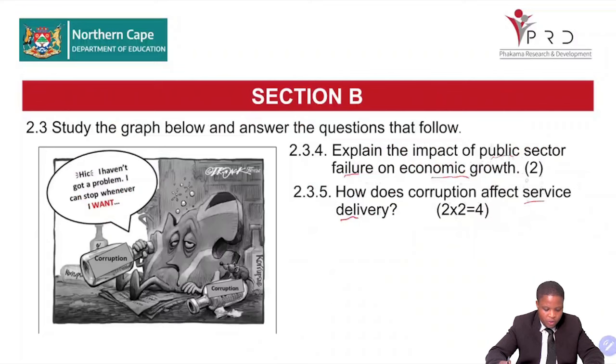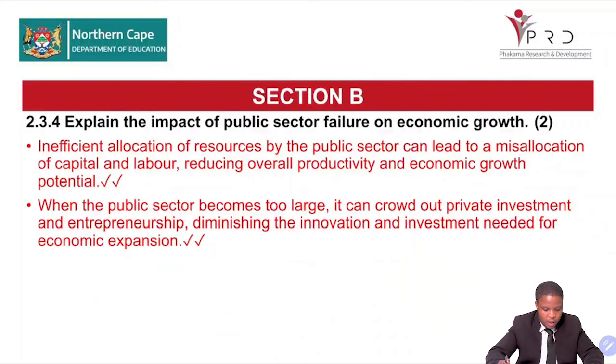Right, thank you, grade 12. Our time is up. Let's look at your responses from the marking guideline, and you look at yours and mark yourself as well. Explain the impact of public sector failure on the economic growth. Public sector failure means that government is not allocating the resources correctly. Right. Inefficient allocation of resources by the public sector can lead to misallocation of capital and labor, reducing the overall productivity and economic growth potential.